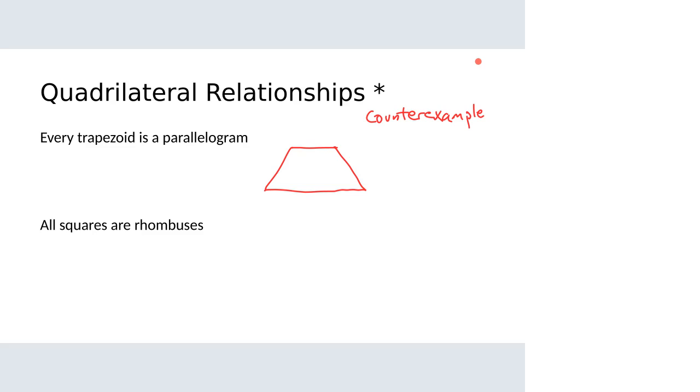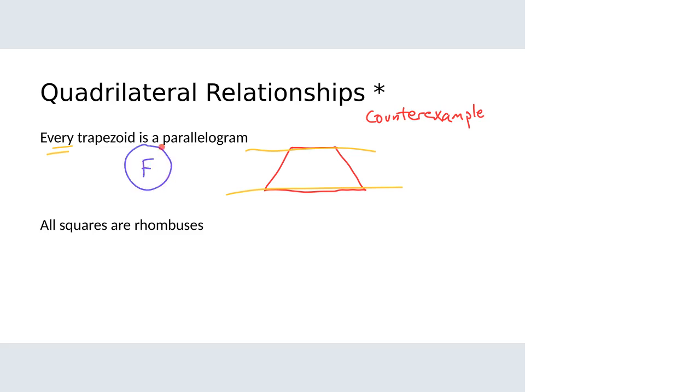And this says every trapezoid is a parallelogram. Every one, all of them. Well, I just drew one right here. This has top and bottom parallel, but it does not have left and right parallel. So right here, I have a trapezoid that is not a parallelogram. So that statement that I was given right out of the gate must be false.